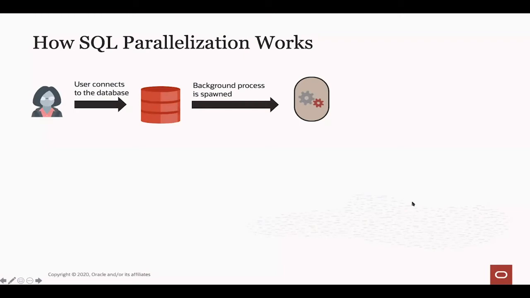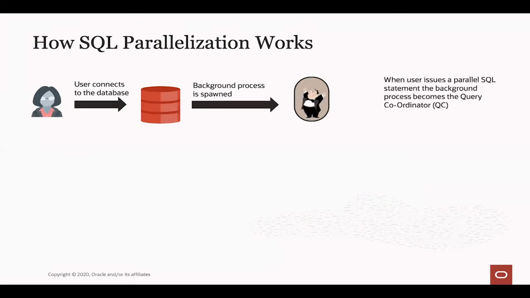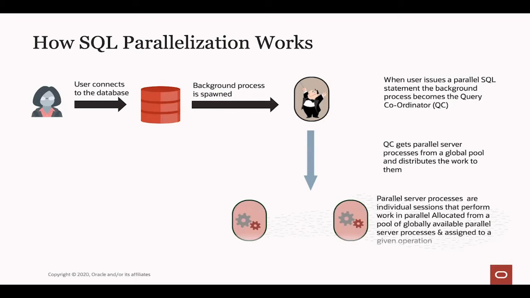So when I connect to an Oracle database, a background process is created for me. That's my session process. And normally, when I'm running serial queries, it's that process that's actually going to do the work for me. But if I issue a parallel statement or a statement that's going to use parallel execution, that process changes its role and becomes the query coordinator, who then actually acquires parallel server processes from a shared pool of resources on the database. And it's those parallel server processes that will actually do the work for me.